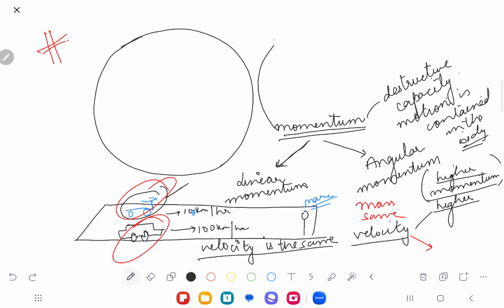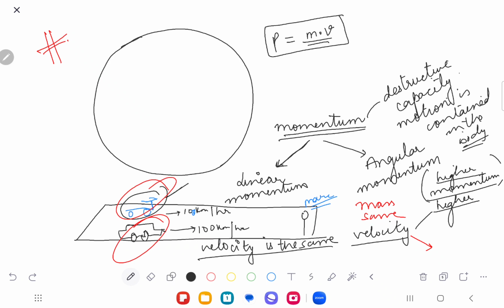So momentum, which is P, is denoted as the product of mass times velocity. You understand? Momentum is denoted as the product of mass times velocity. That is momentum. Do you understand my point? So P equals mv. Understood or not? Okay, that is the concept. So when we are talking about P equals mv, that is my momentum. Now this is linear momentum.